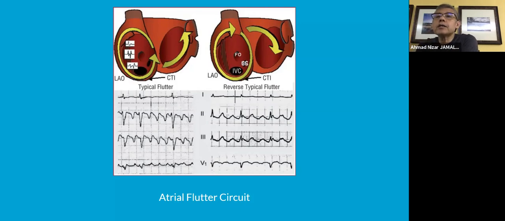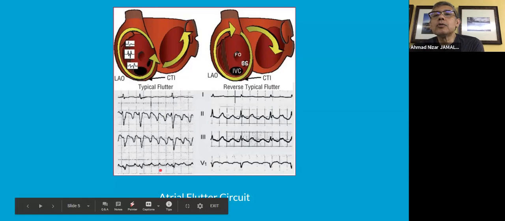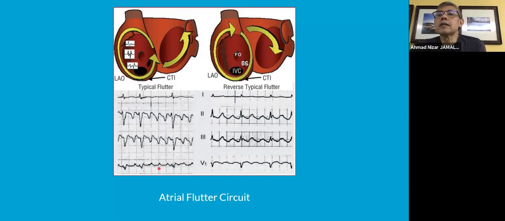The reverse typical atrial flutter is actually in a clockwise direction. So the way to differentiate this, if you look at lead 1, lead 2, lead 3, and V1. If you notice, the typical atrial flutter, which is anti-clockwise, has positive P waves in the V1 lead and generally negative P waves in leads 2 and 3.